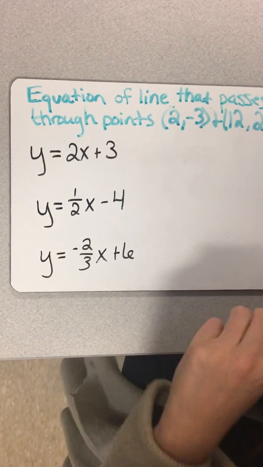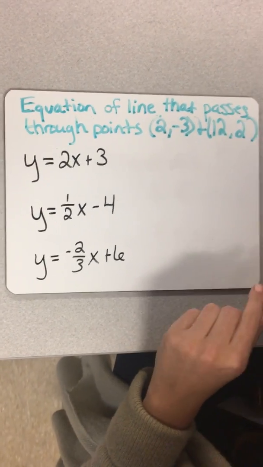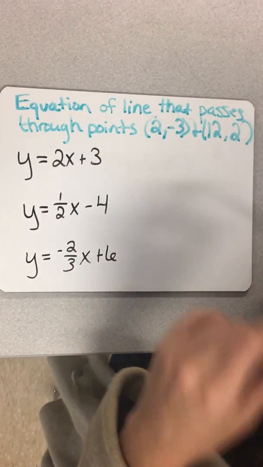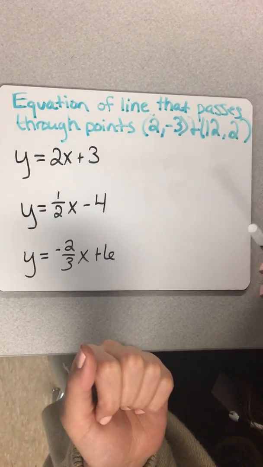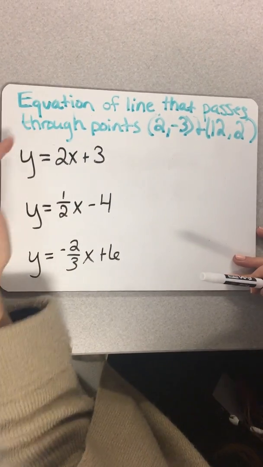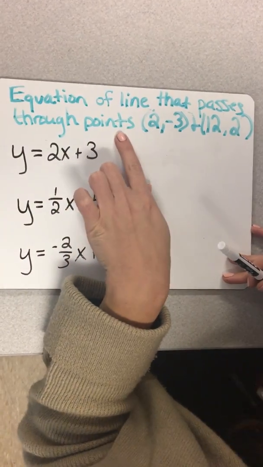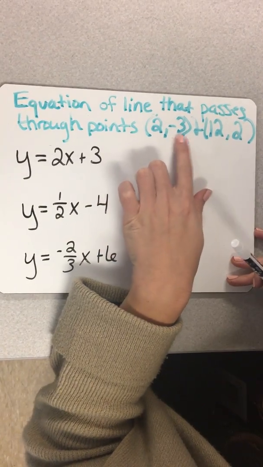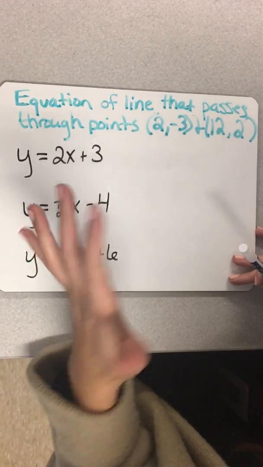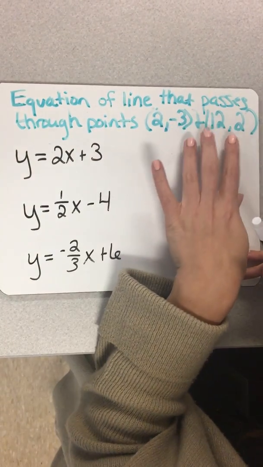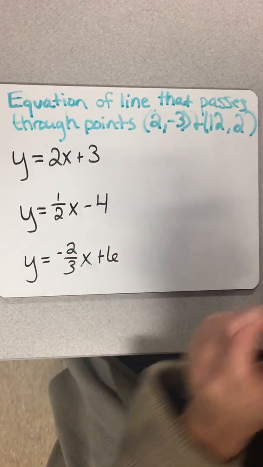All right, guys, this is the power focus area of linear and exponential functions, Objective 2. This is the second video for Objective 2. So you're going to see a question on your quiz that's going to ask you which equation matches the line that passes through the points (2, -3) and (12, 2). So you have to pick out which of these equations matches that line. And here's how you're going to do it.